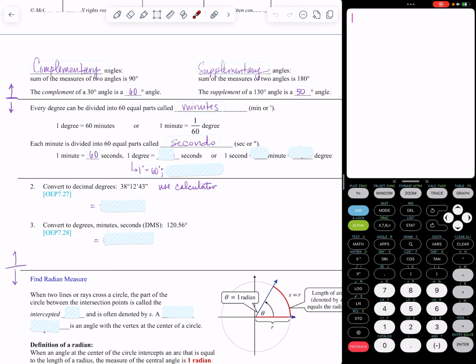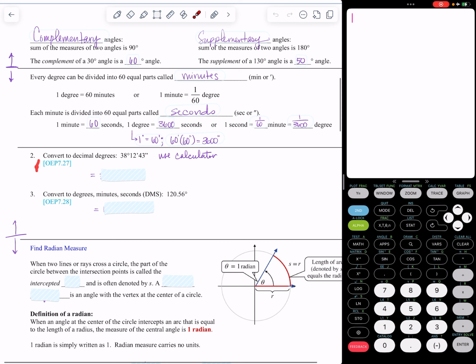And so if I want to know the value of 1 degree in seconds, then what we would do is take our 60 minutes, every one of those 60 minutes has 60 seconds. So we would multiply those together and get our 3,600 seconds. 1 degree equals 3,600 seconds. So then we could say that 1 second is equal to 1/60th of a minute, or we could say it's equal to 1/3600th of a degree.